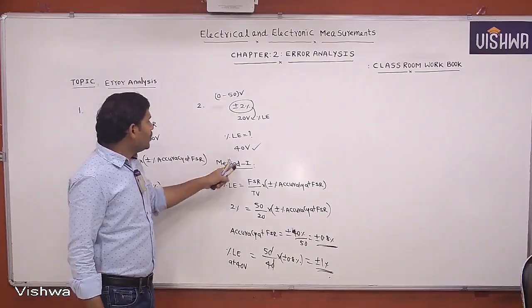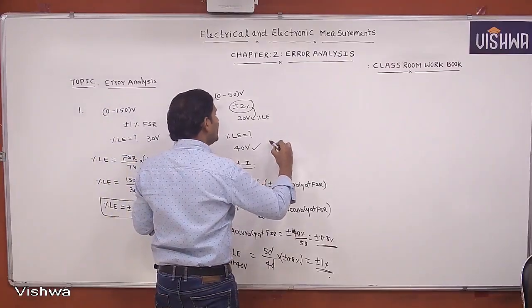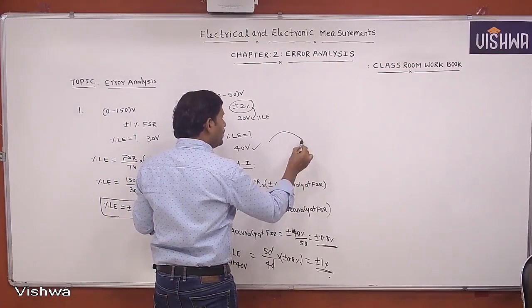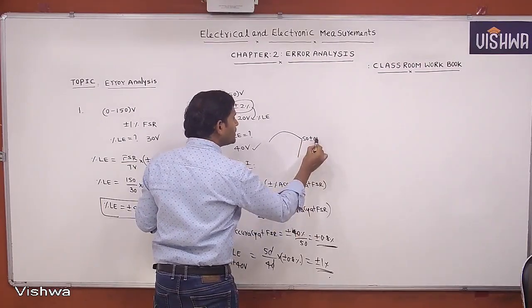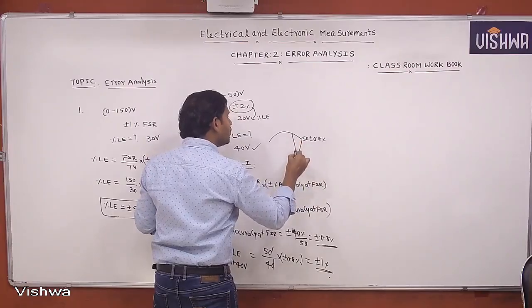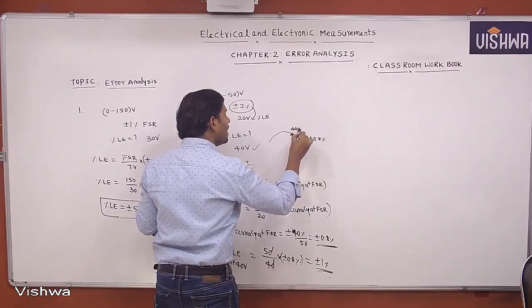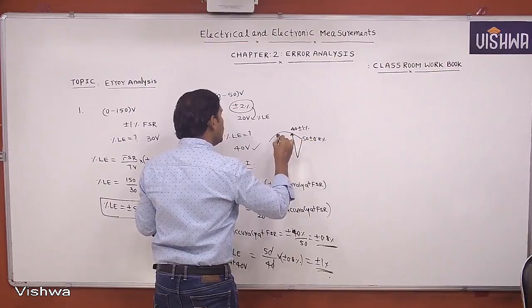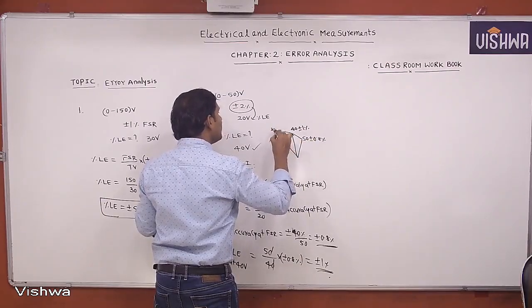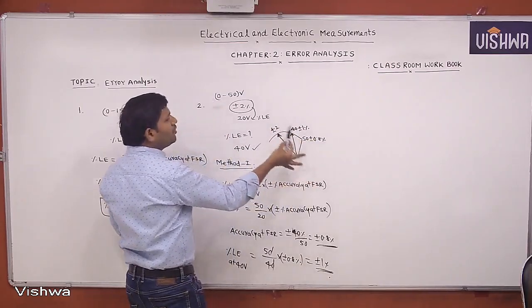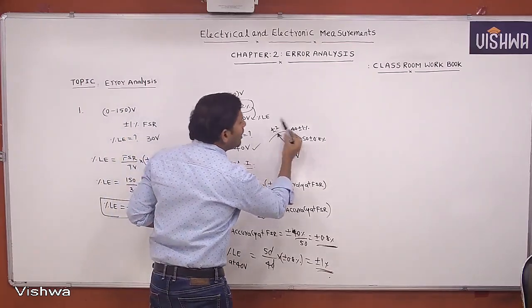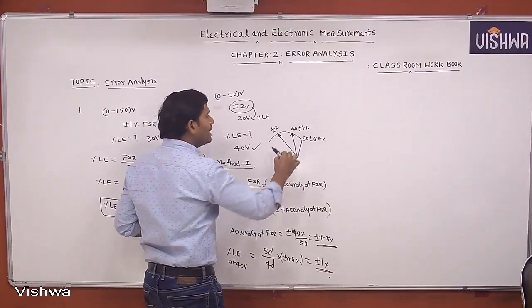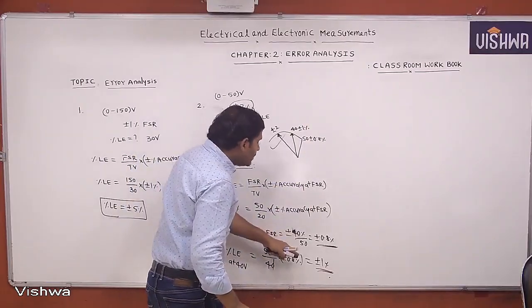That means by using the same meter, we are getting the error at 50 volts. How much error are we getting? Plus or minus 0.8%. At 40 volts, what is the error we are getting? Plus or minus 1%. At 20 volts, what error is given? Plus or minus 2%. When the pointer is moving away from the full scale reading, the error is increasing. If the pointer is moving towards the full scale reading, the error is reducing. Yes, whatever the answer is there, that is correct.